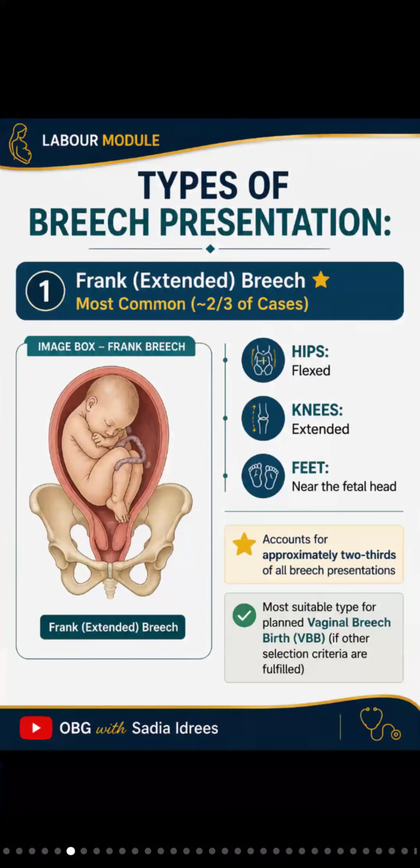There are certain types of breech. Forget the images, I didn't get very good images at all. First is frank or extended breech. It is the most common, two-thirds of the cases, in which the hips are flexed and knees are extended. In this picture, this is wrong. The knees are extended and touch the fetal head. It accounts for approximately two-thirds of all breech presentations and is the most suitable type for vaginal breech birth if other selection criteria are fulfilled. Usually in primigravidas, this type of breech is present.